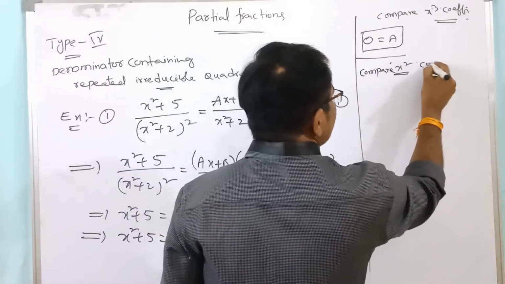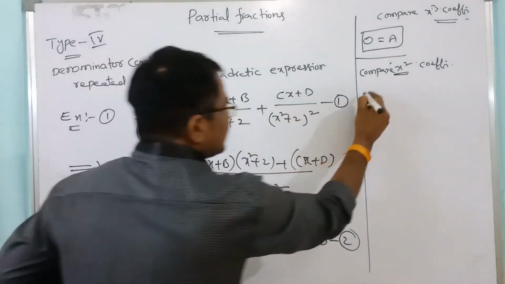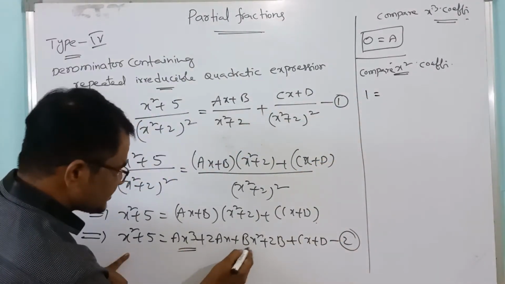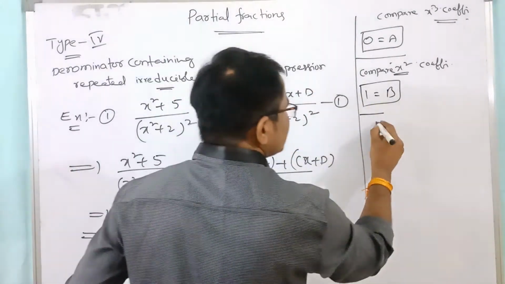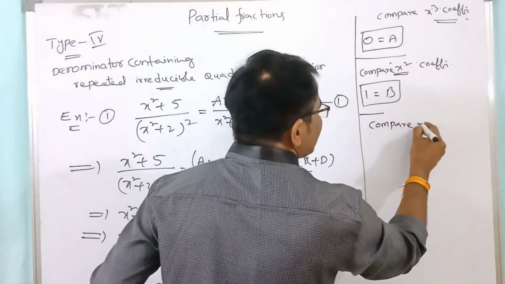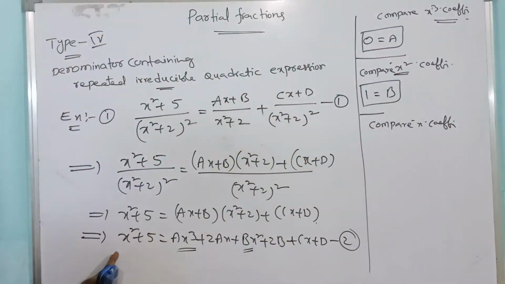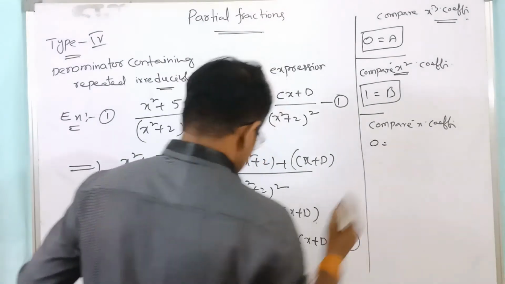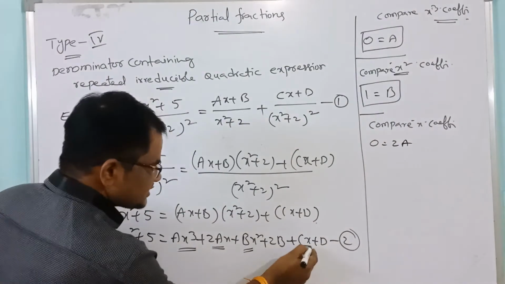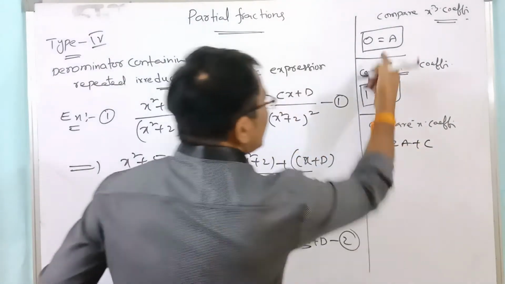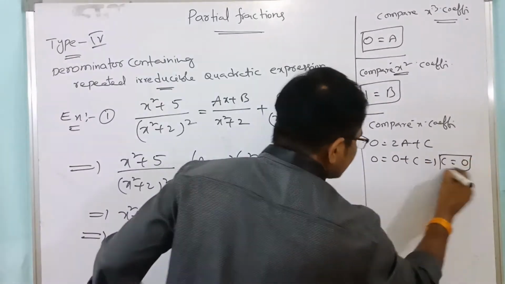Compare x square coefficients. The left side x square coefficient is 1, and the right side x square coefficient is b. Now b equals 1. Next, compare x coefficients. The left side x coefficient is 0, and the right side x coefficient is 2a plus c. Already a equals 0, so c is also 0.